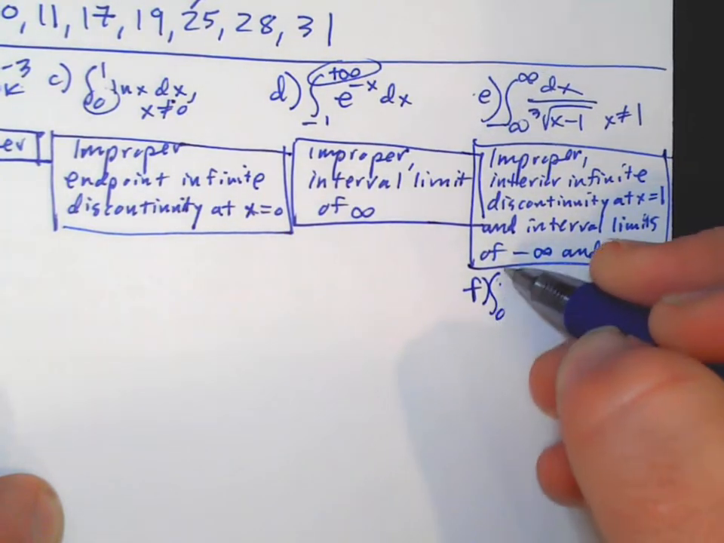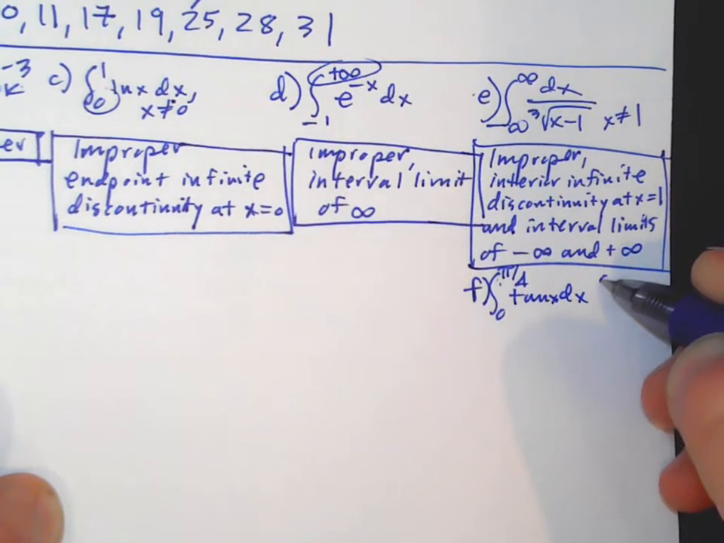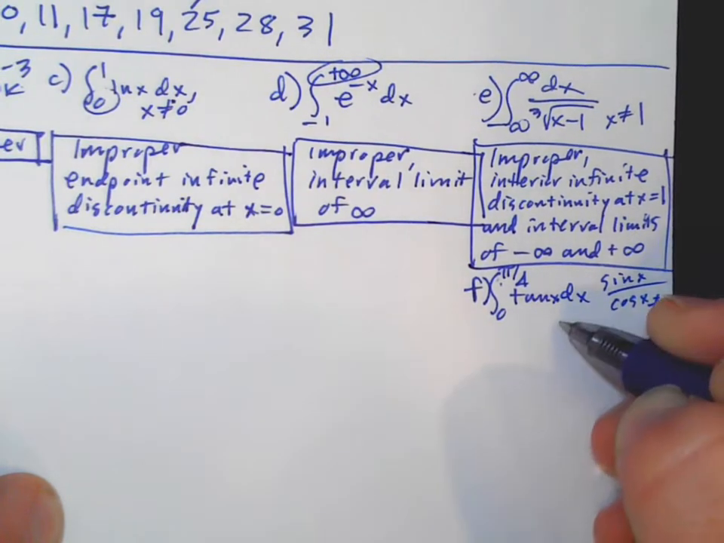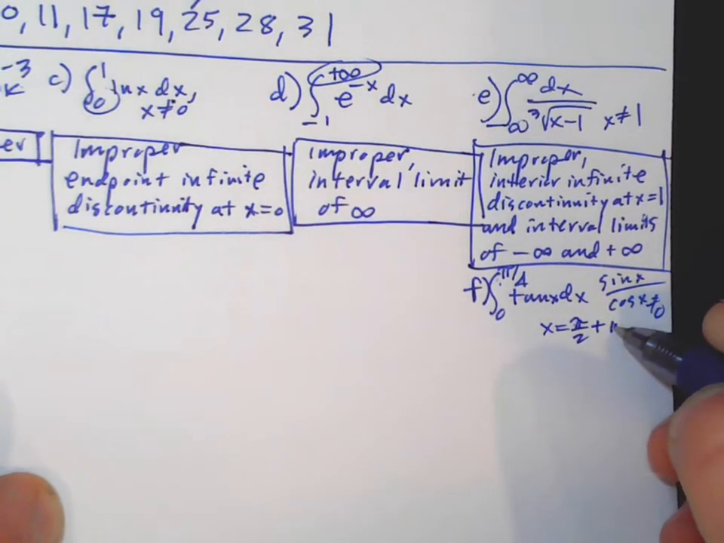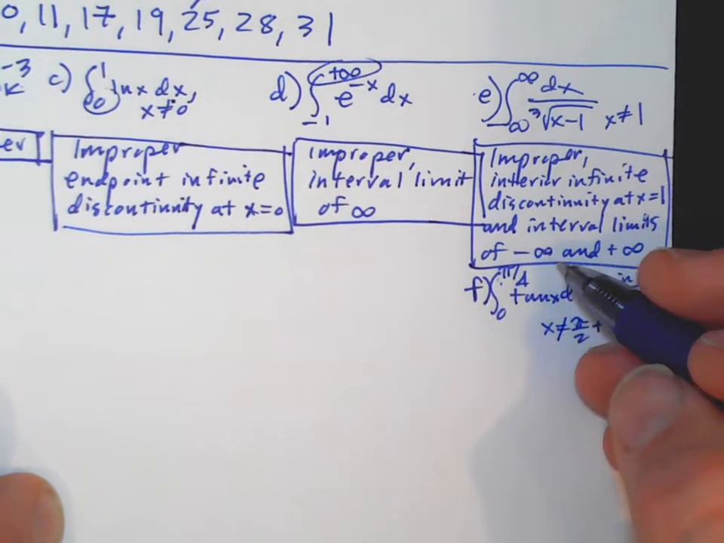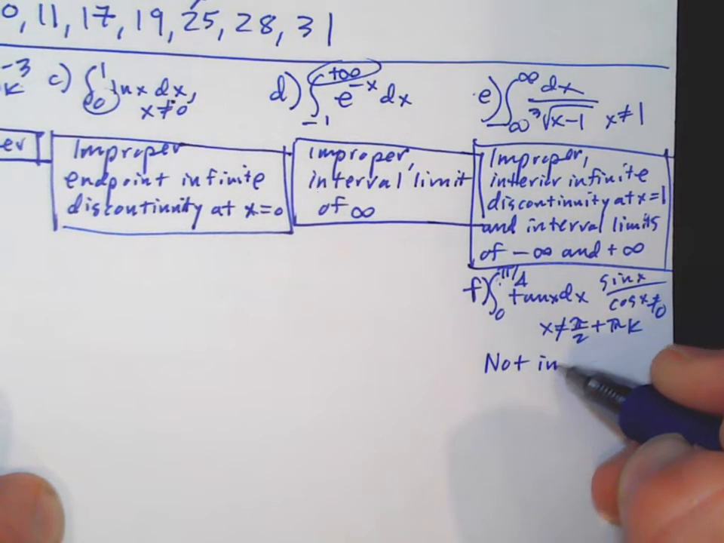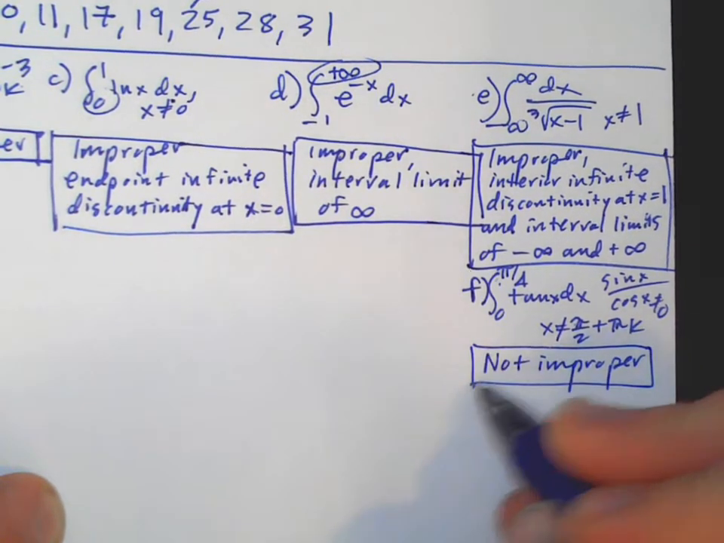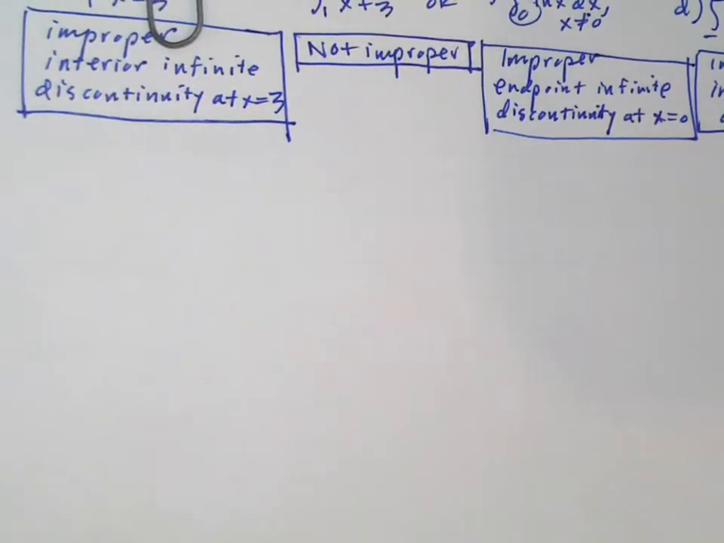F is the integral from 0 to pi over 4 of tangent. Now remember, tangent is sine over cosine, right? So whenever cosine equals 0, that's bad, which happens at pi over 2 plus pi k, so negative pi over 2, and so forth. But that's not an issue for us, right? So I think we're all good. Not improper. Now, if it went to pi over 2, that would be a problem. So just quickly getting you good at identifying these things.